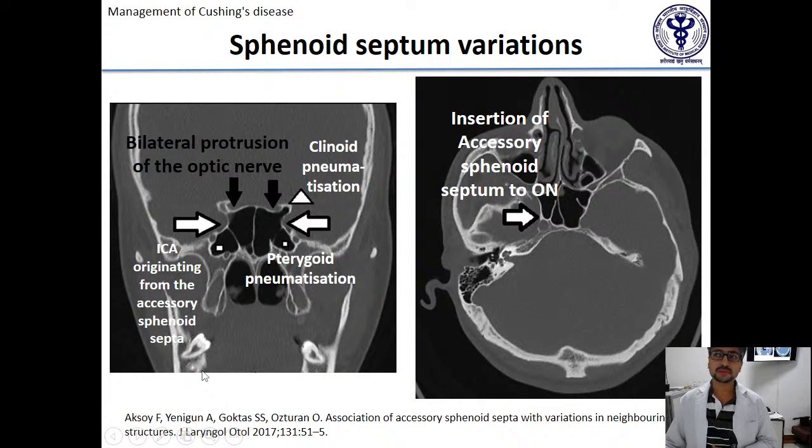Another important aspect is the sphenoid septum variations, because many times the septum goes close to where the insertion of the optic nerve and the carotids are. Hence, it's pivotal not to use a punch or a biopsy forceps to take them out, rather use a drill, either a cutting or a diamond drill, to proceed safely during the surgery.